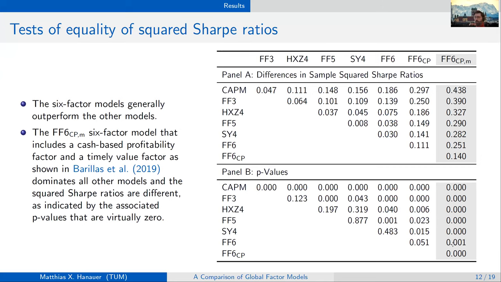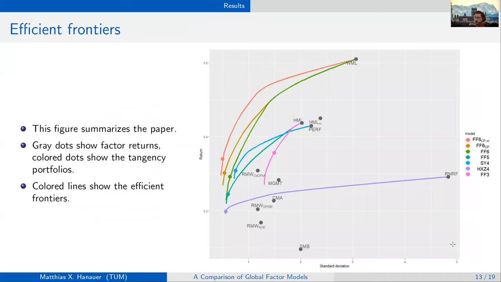Yeah, there are a lot of tables, but I also always try to summarize the paper in one graph, one figure. And this is what you see here. The x-axis is the standard deviation, so the risk measure, and on the y-axis is the average return. I plot with gray dots the underlying factors. So size has a rather small return. Market has a high return, but is also very volatile, therefore it's not significant. We saw that momentum and value have the highest returns.